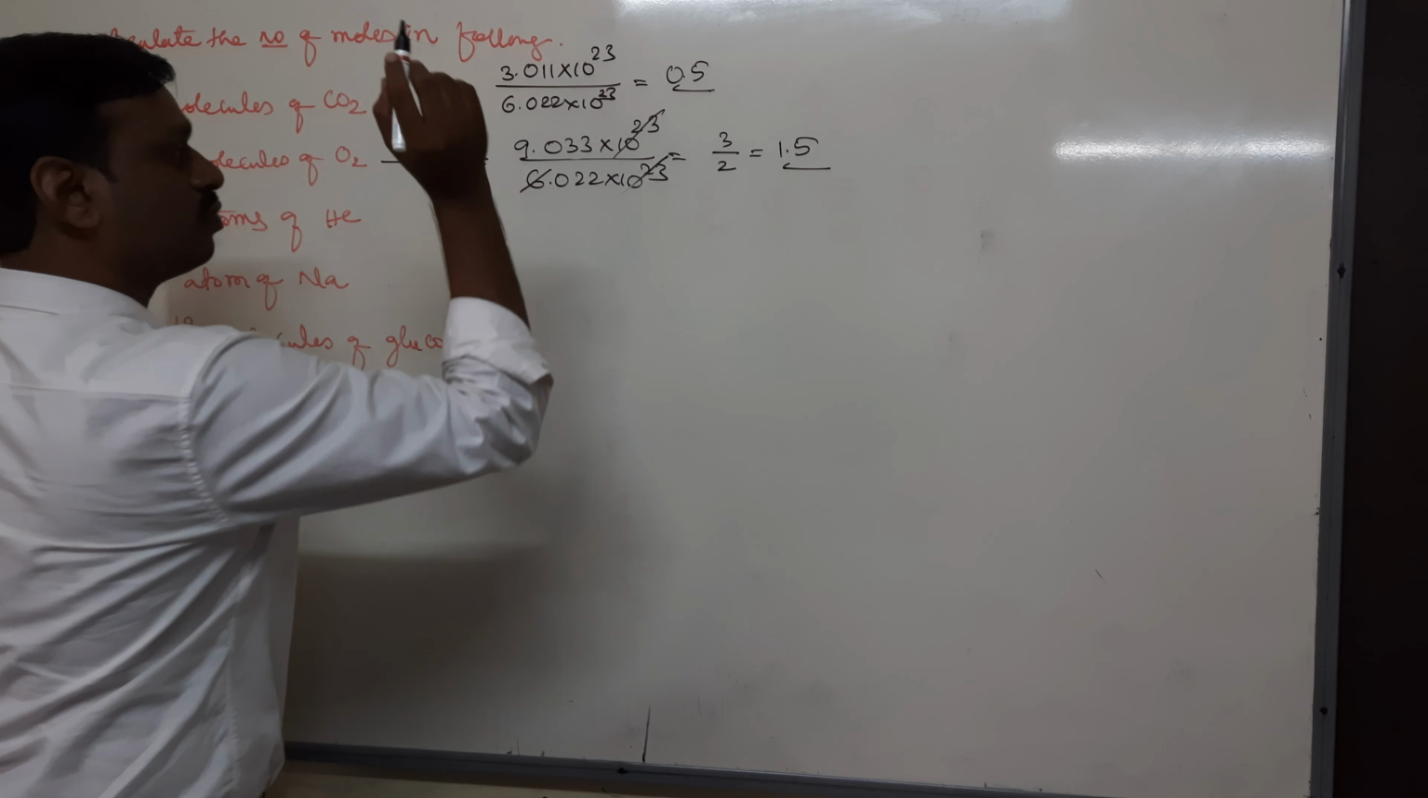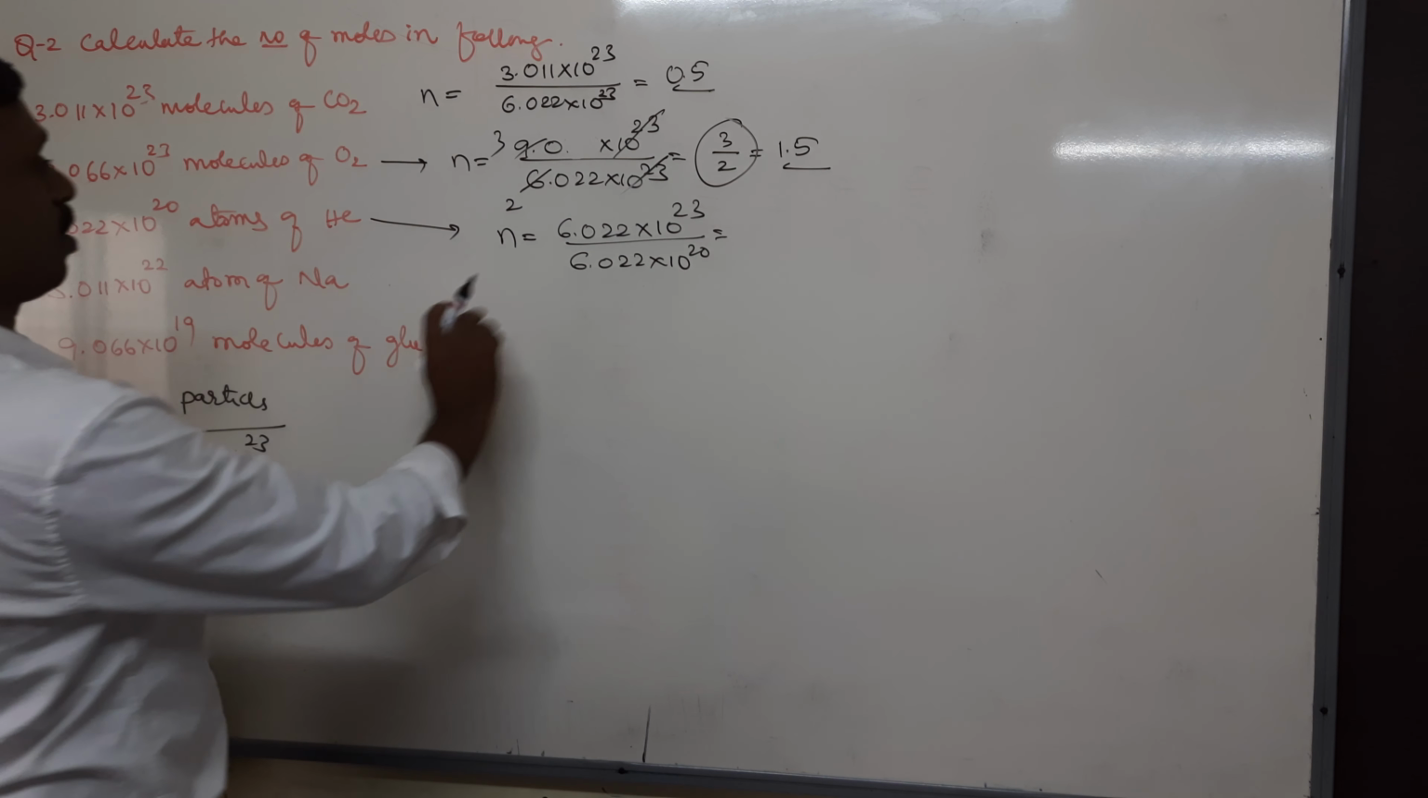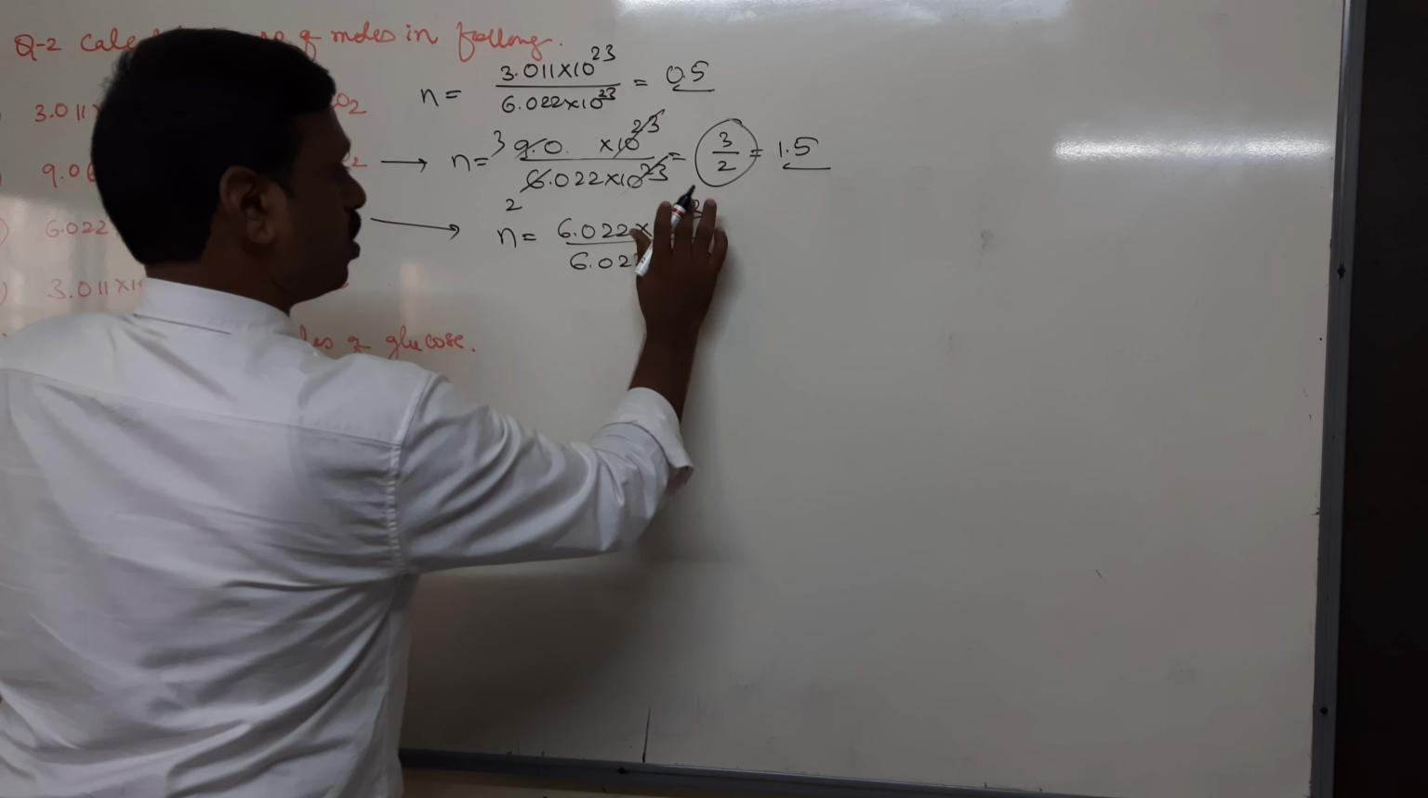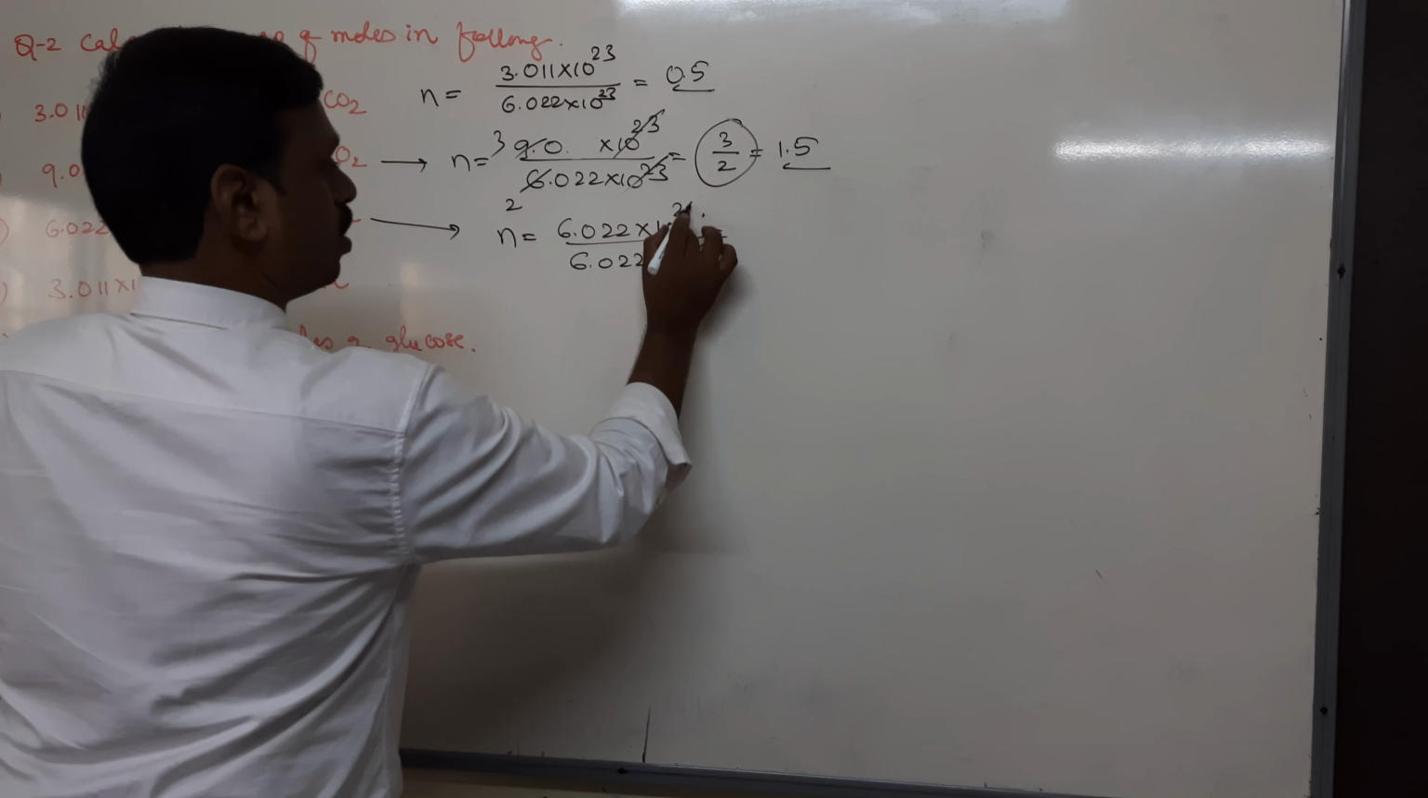Next, this one. Number of particles given here is 6.022 into 10 power 20 divided by 6.022 into 10 power 23. So 20 by 23, it means 10 power minus 3.